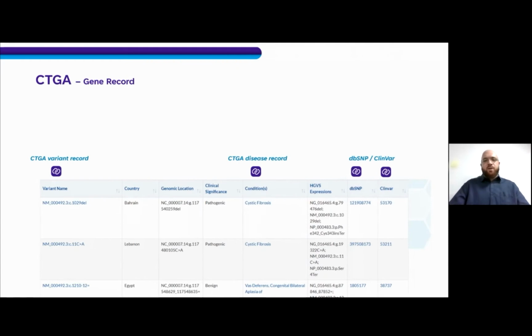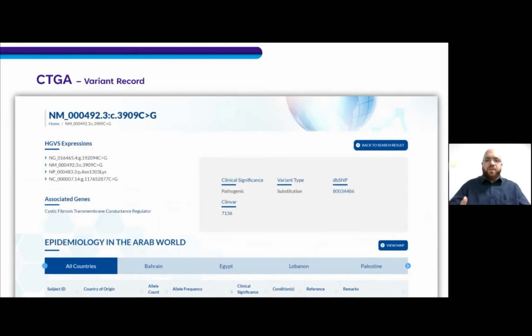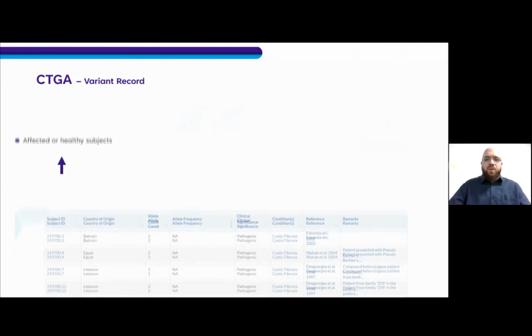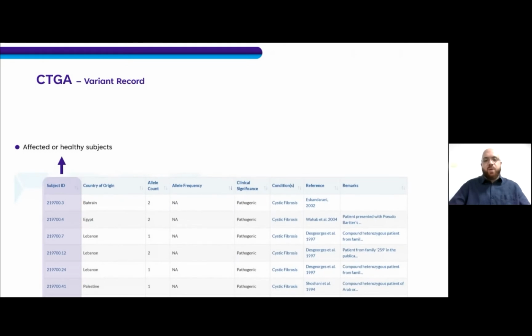So finally, just a quick look at the variant record page. Here you'll find all the relative coordinates for the variant in HGVS expressions and the type of the variant. The epidemiology table here is oriented based on subjects, just like the disease record, however, with the addition of any healthy subjects that have molecular data reported in the study. So it could be healthy relatives of the proband or control groups in association studies.